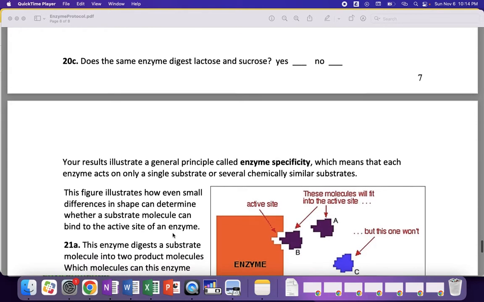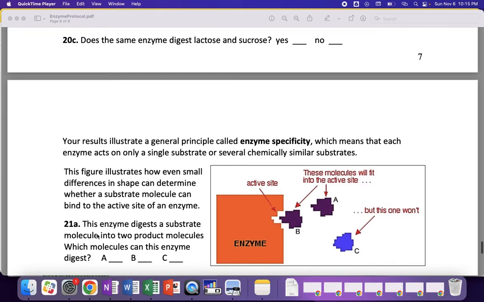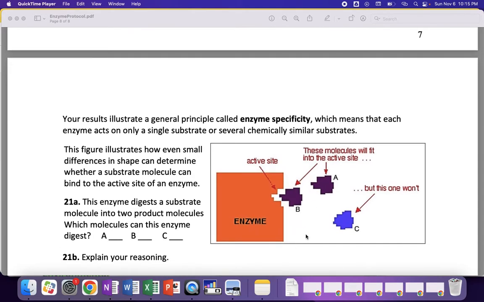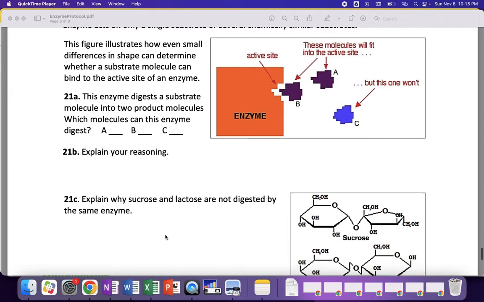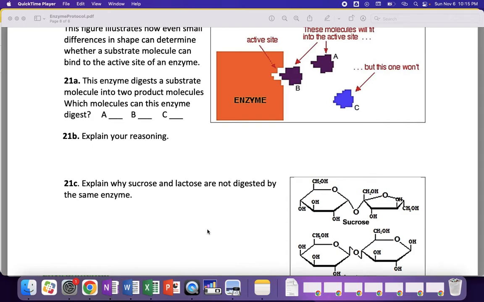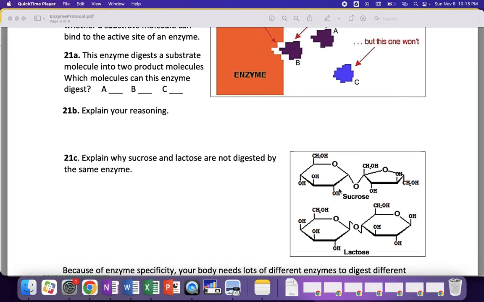This figure illustrates how even small differences in shape can determine whether a substrate molecule can bind to the active site of an enzyme. This enzyme digests a substrate molecule into two product molecules. Which molecules can this enzyme digest? So look at the shapes. You should be able to decide which ones would be able to be digested by this enzyme based on the active site. And then explain your reasoning. Explain why sucrose and lactose are not digested by the same enzyme. So if you look at the structures of them, what do you notice?